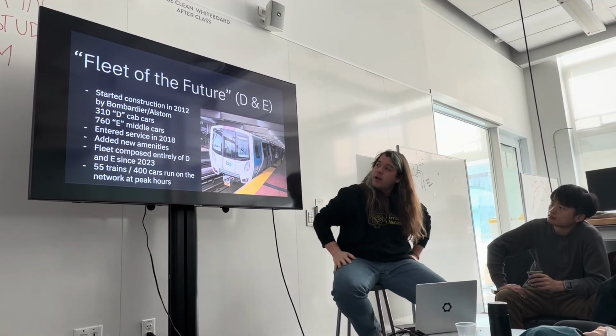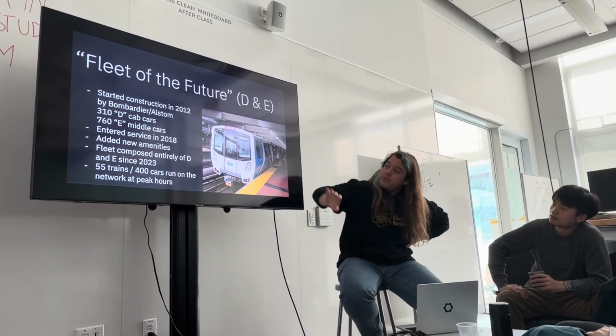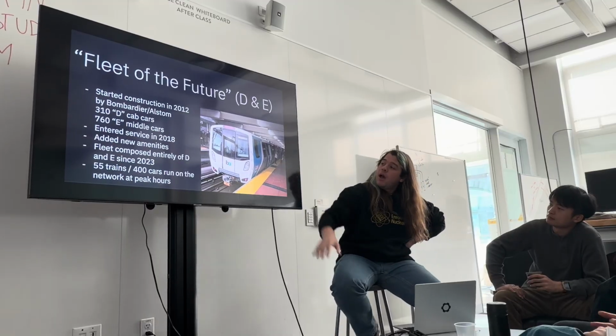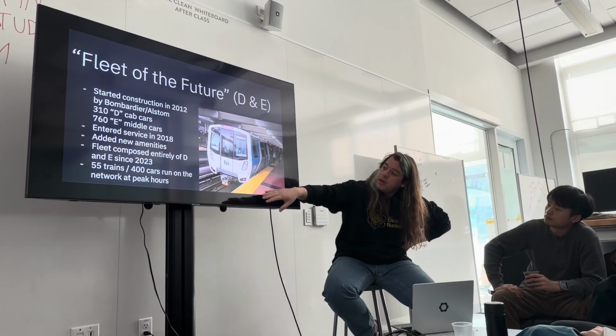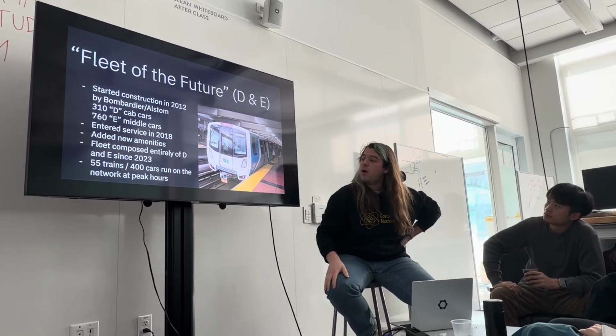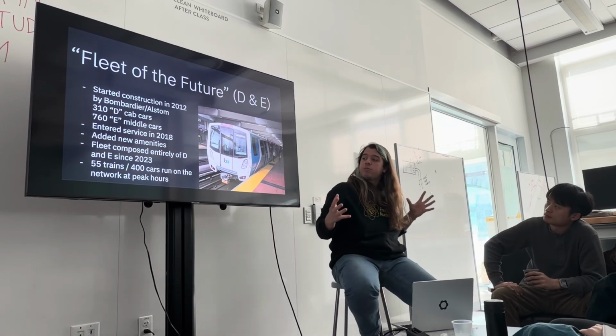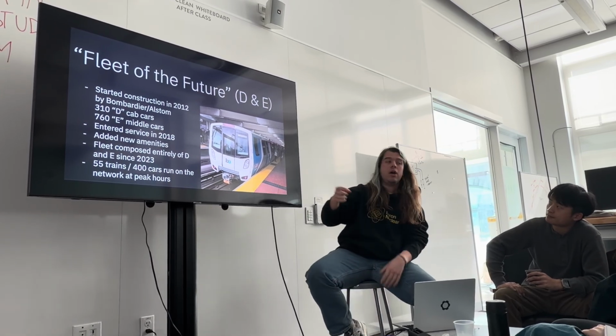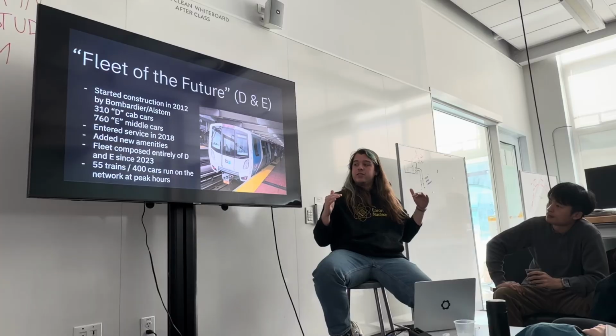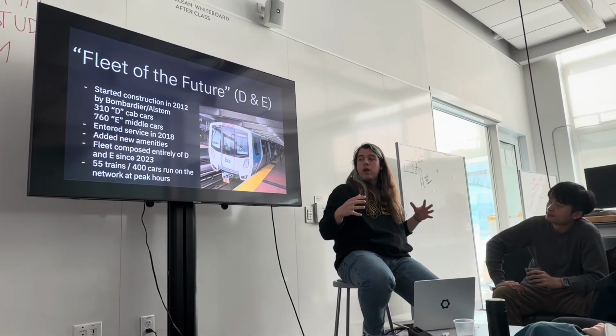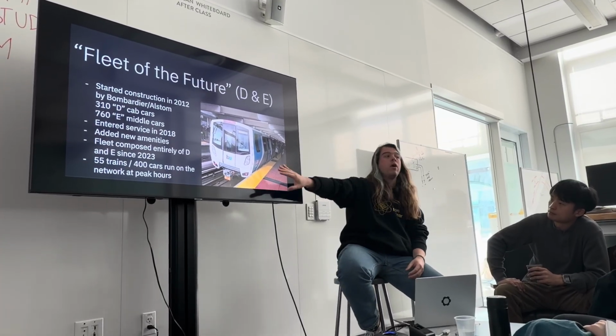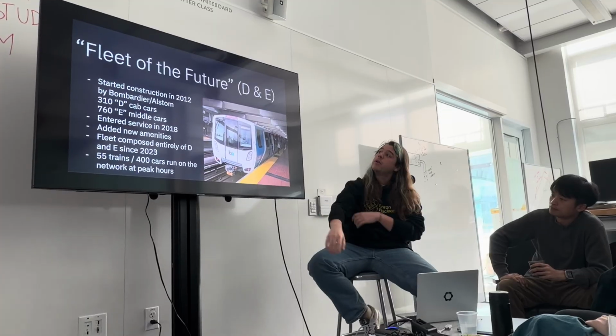More recently, they brought out the Fleet of the Future. These were manufactured by Bombardier and Alstom, and I think they've put over 1,000 into service now, and they completely replaced the fleet about 2 years ago. Now all of BART is E and D series cars. At peak running hours, there's about 400 cars running on the system at any given moment.